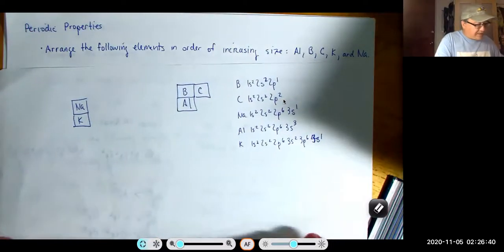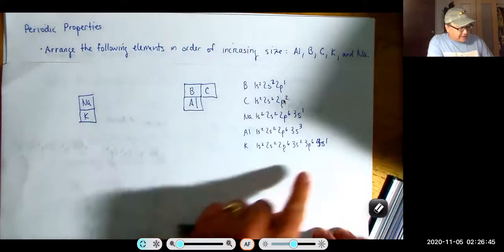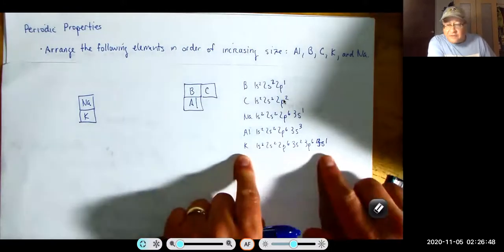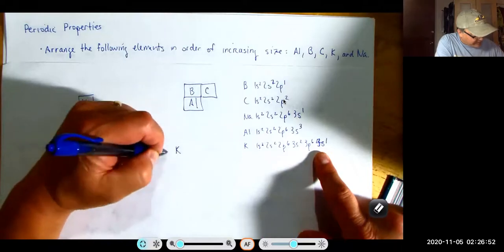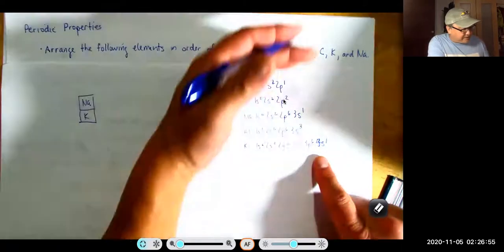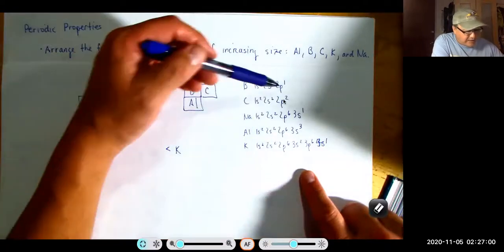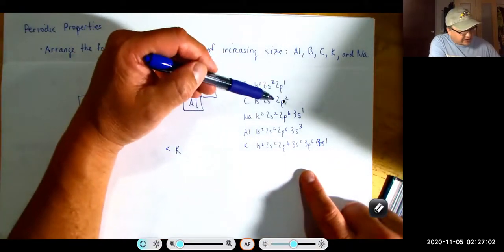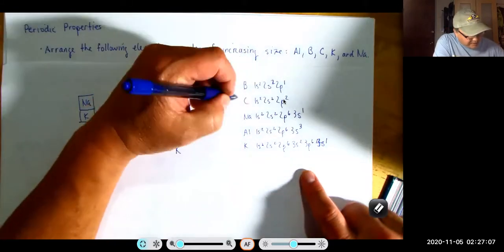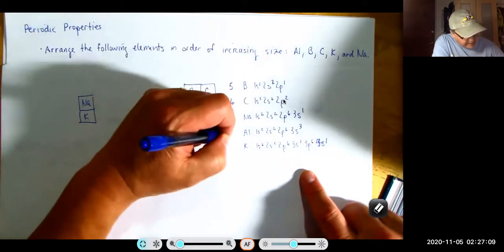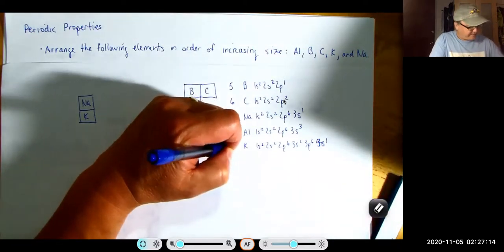So we want to put these in order of increasing size. I can tell right away just by the electron configuration, because we have stuff in the fourth shell, potassium's the biggest. So I'm going to put that way over here. Now, which of these is going to be the smallest? Is it going to be boron or carbon? Because they only have things in the second shell. Here boron has 5 protons, carbon 6, sodium 11, aluminum 13, and potassium has 19.